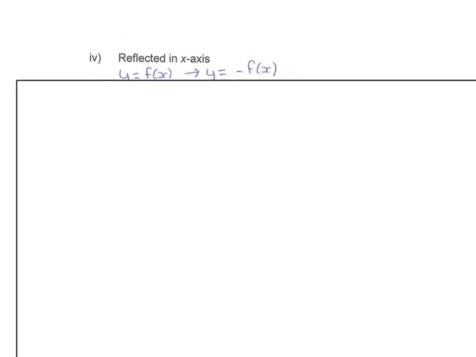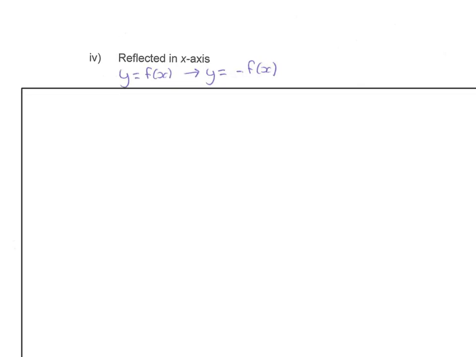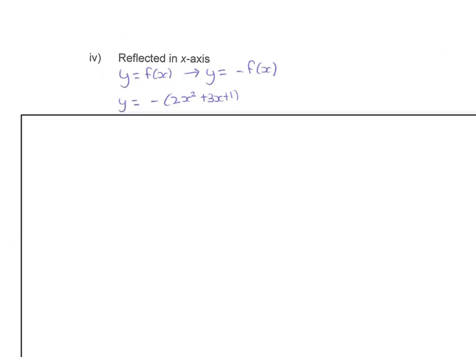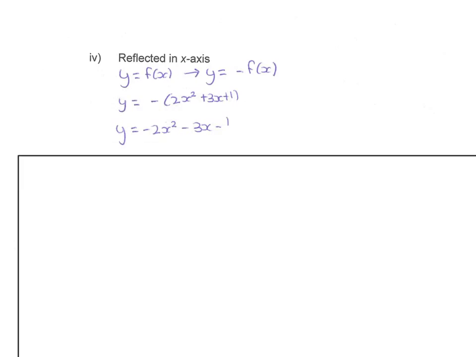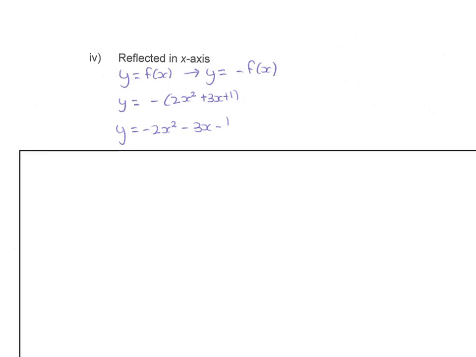Okay, in part 4, we're looking at reflecting our curve in the x-axis. Remember, in general function notation, for a reflection in the x-axis, the original function f of x gets transformed to minus f of x. So all we need to do is take the original equation and multiply the whole thing by minus 1. Once we do that, we get minus 2x squared minus 3x minus 1.